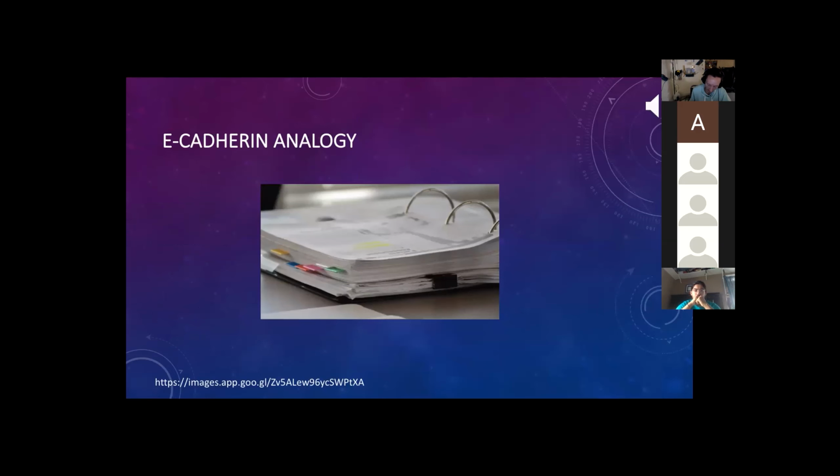Cadherins are sort of like binder tabs. They keep the papers in the right place and properly in the right order connected to the rest. But if one binder tab were to fall out, then the papers would keep stacking up on one another and not properly fit in the right place.